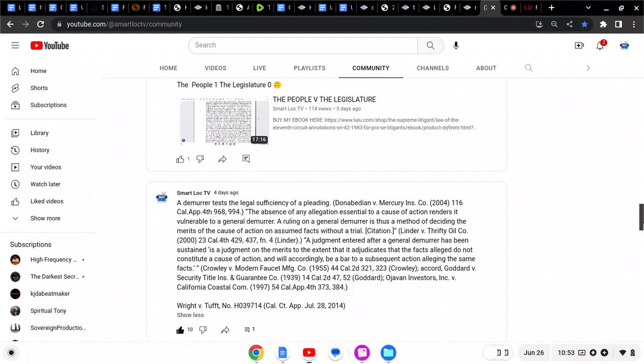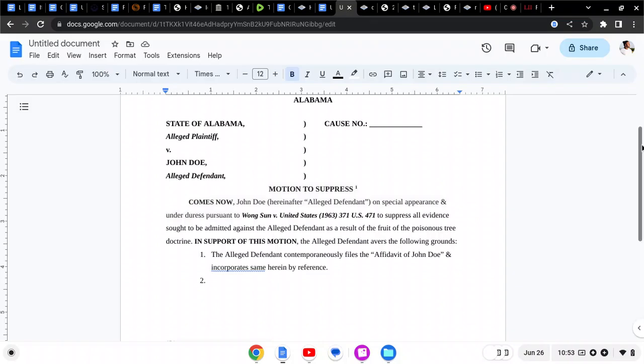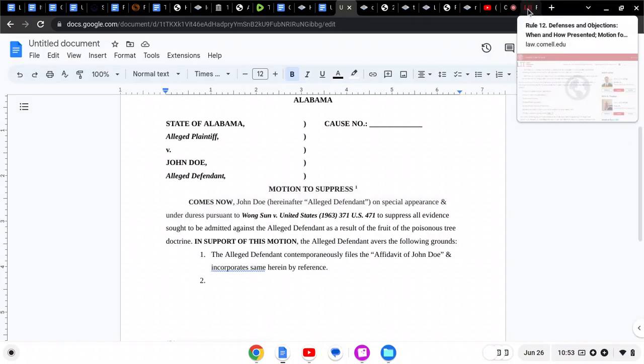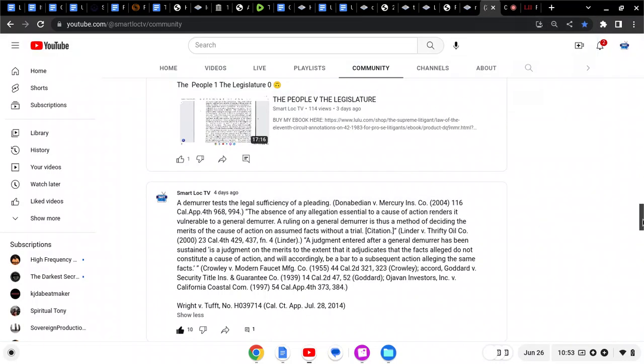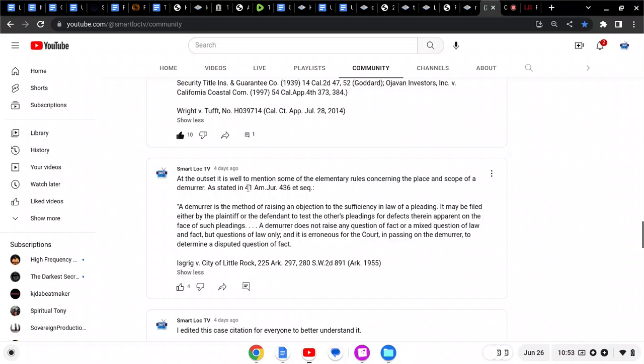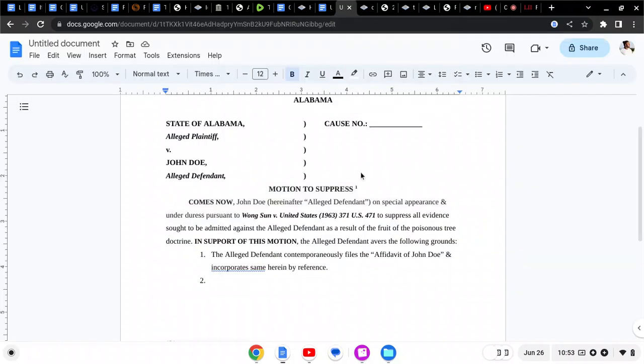So let me get into basically how to type a motion to dismiss. It's pretty much the same thing, y'all. I'm just freestyling this. This is going to be real quick. Let me go back here. I'm going to use this one from American Jurisprudence right here. I'm not even going to copy this. Well, yeah, you know what? I will, because it's from American Jurisprudence, so I can copy that. I'll copy that, and we'll go here.